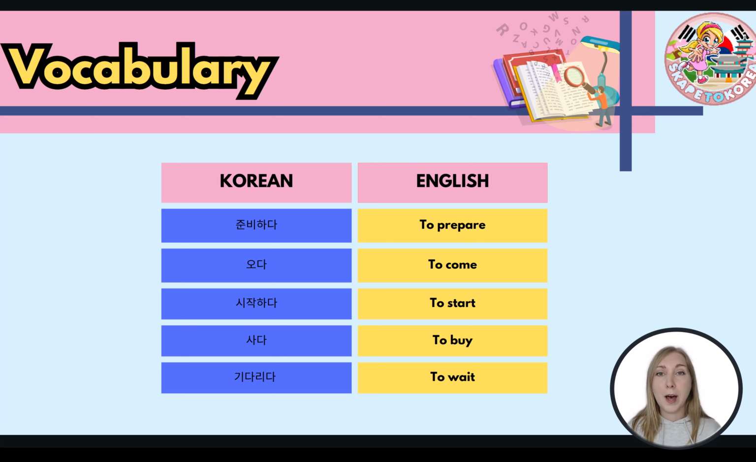사다, to buy. 김치 사요. I am buying 김치. 김치 사요. 기다리다, to wait. 기다려요. Wait here. 여기 기다려요. Wait here. Okay, so you will need these ones, but you need to conjugate them into the future tense as a practice on our next slide.